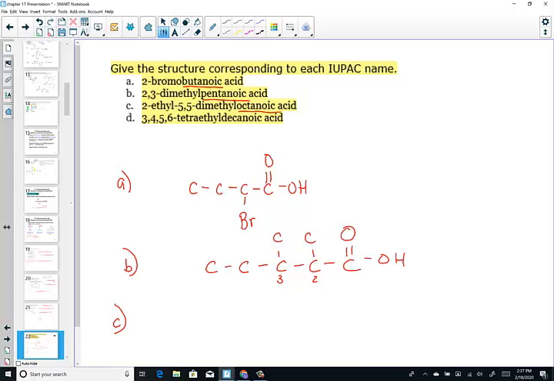How about letter C? We have an octanoic acid. 1, 2, 3, 4, 5, 6, 7, 8. Carbon number 1 always is the COOH. Carbon 2 has an ethyl group. Carbon 5 has 2 methyl groups. And I think we got it. 2-ethyl, check. 5,5-dimethyl, check. Octanoic acid, we did it.